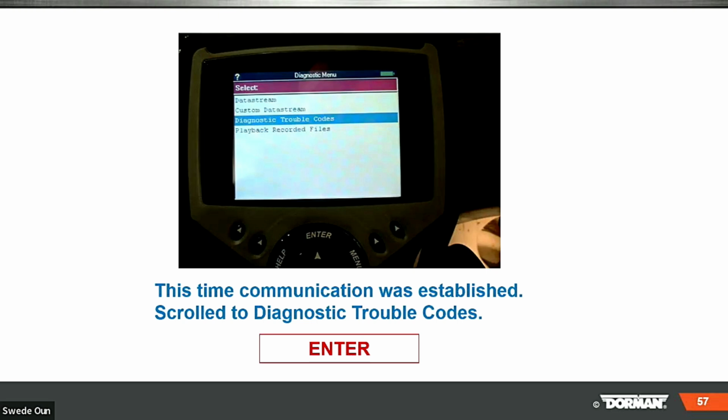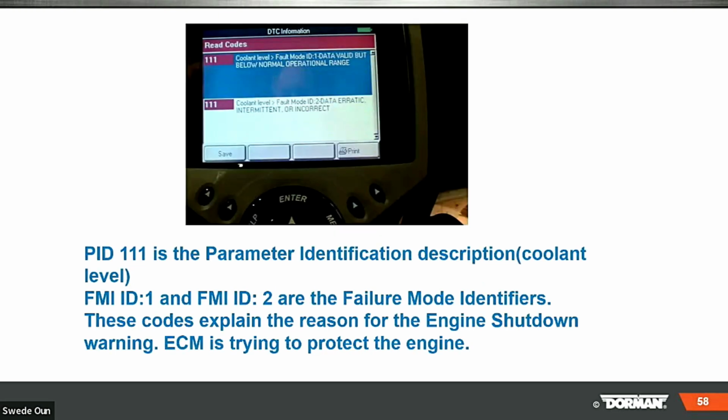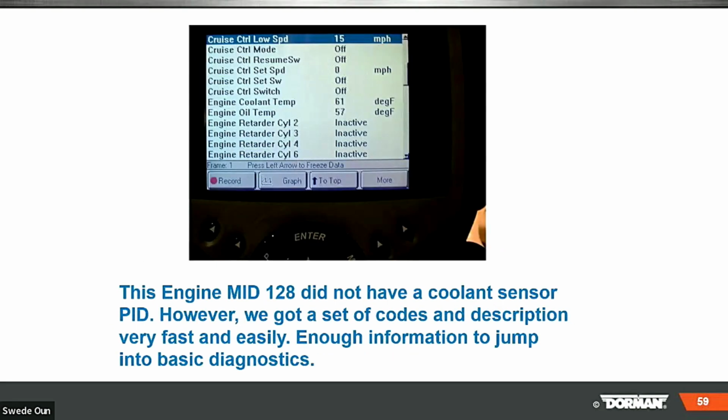Now I went to scroll down to diagnostic codes, okay? And I came up with an engine shutdown warning. The ECM is trying to protect the engine. And it gave some information. So now I went into the parameters, and in the day, we didn't have all the parameters I would have liked to have. There was nothing really about the coolant sensor, but we got enough codes to kind of jump in and go find a direction.